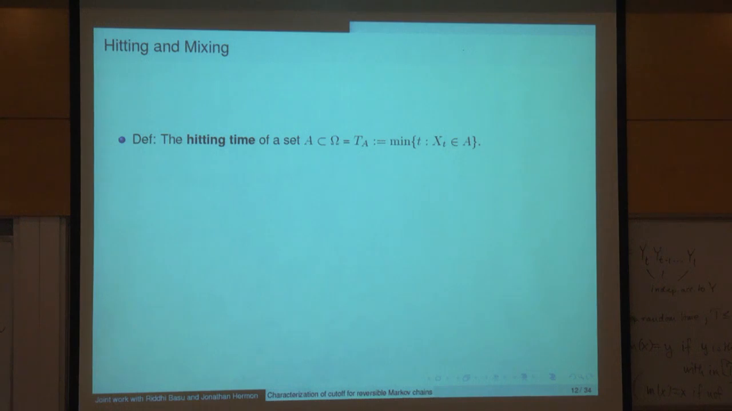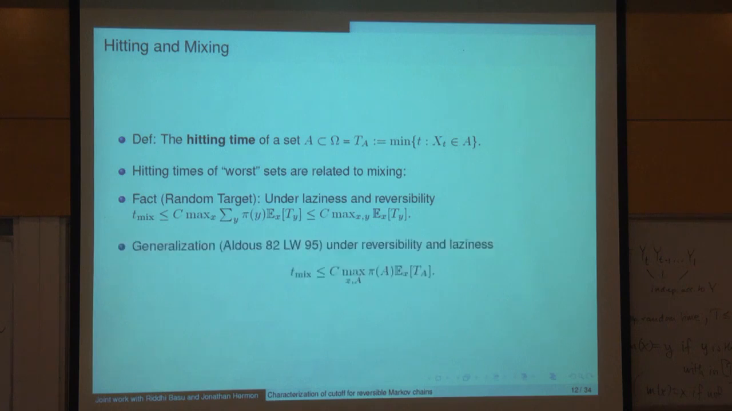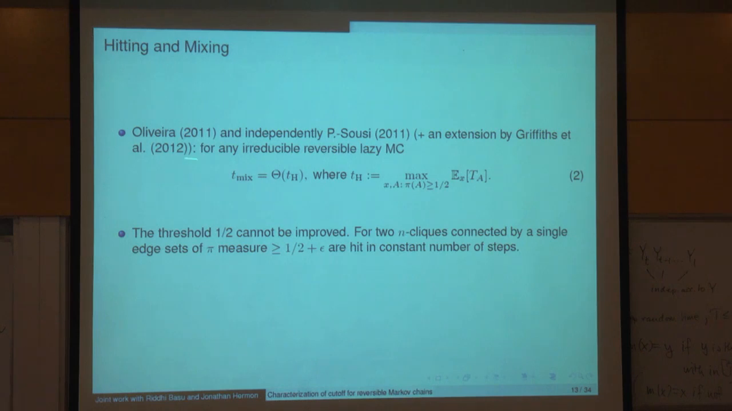So this suggests a connection between cutoff and concentration of hitting times, and this will connect to the talk Perla gave earlier in the week, where she explained the connection of mixing time and hitting time up to a constant. So we know that the mixing time up to constant is equivalent to the maximum over all large sets of the hitting time of that set.